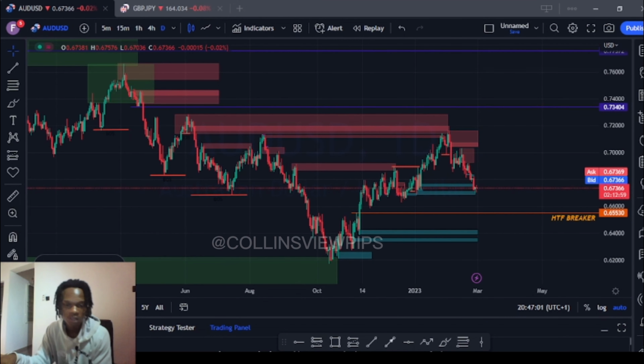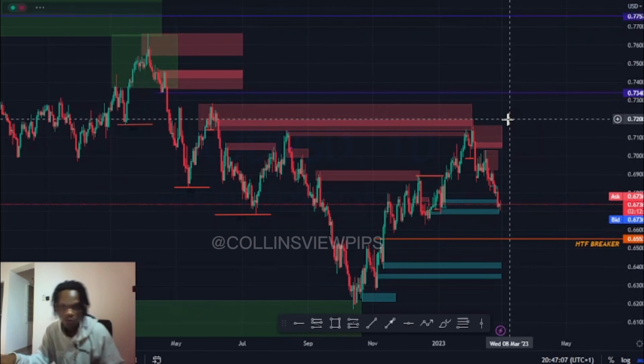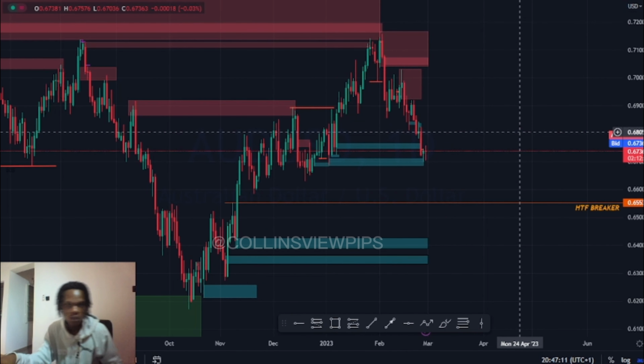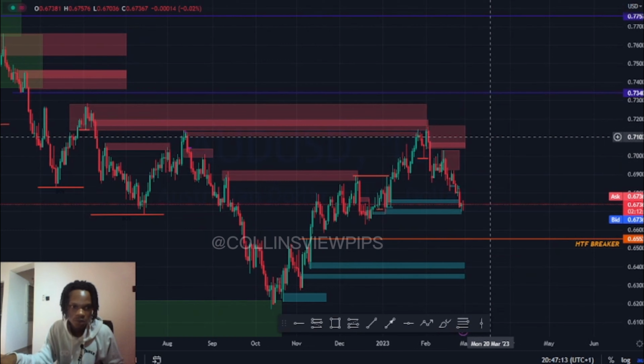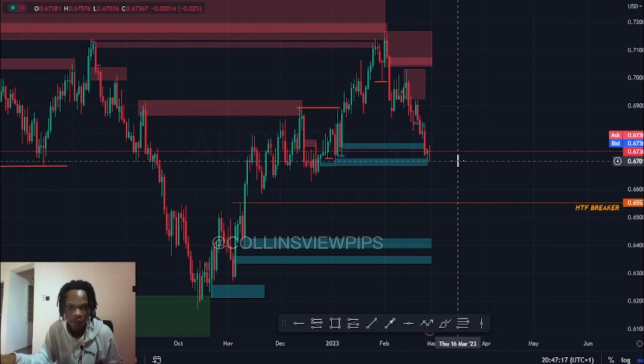Hey guys, welcome back. This is another Collins view. We're looking at AUD USD. As always, we're going to start with the higher time frame. What do you see looking at the market? The market is currently here at an extreme demand.